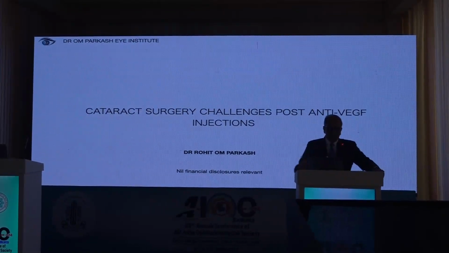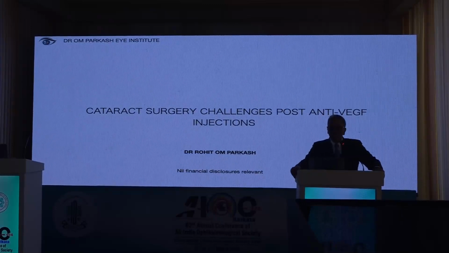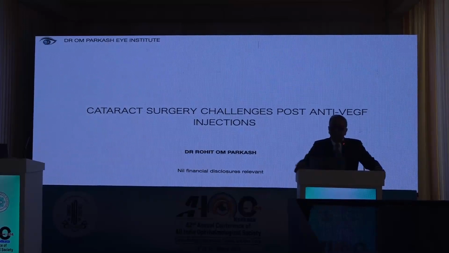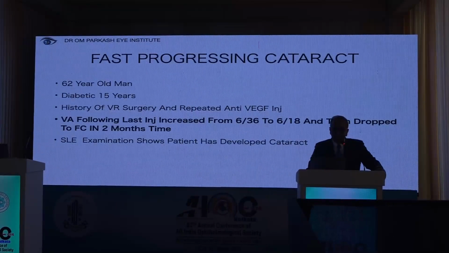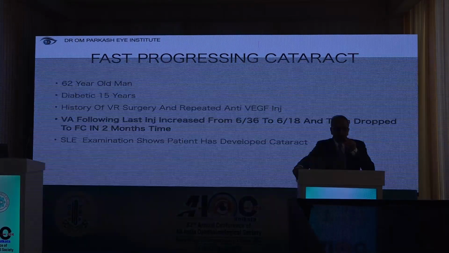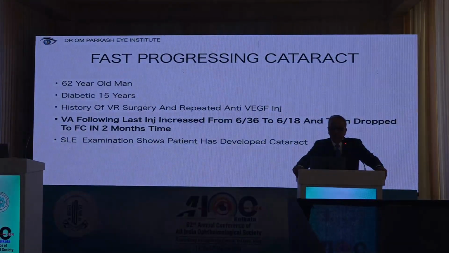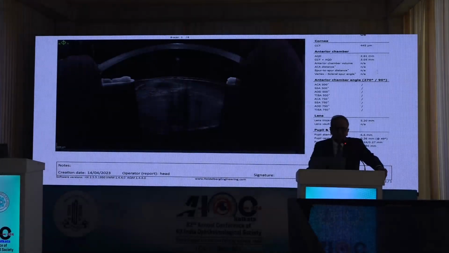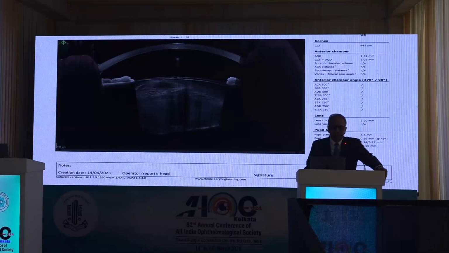Now let's see some scenarios where there is a pre-existing PCR, like a patient with multiple anti-VEGF injections. So this patient had repeated anti-VEGF injections. Visual acuity following the last injection increased from 6/32, 6/36 to 6/18 and then dropped to finger counting in 2 months' time. So we did a pre-operative OCT and realized that there was a PCR.